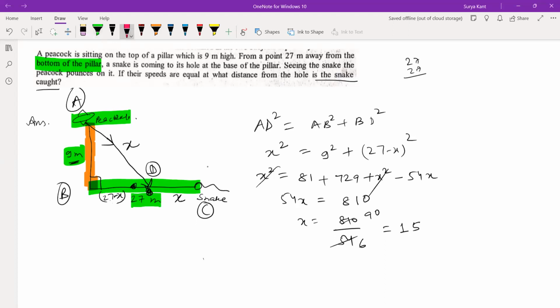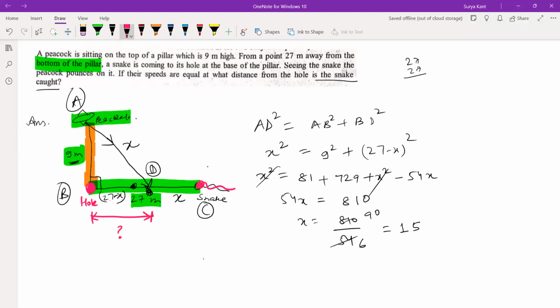A snake is coming to its hole. Okay, this is the snake, coming to its hole at the base of the pillar. This is the base of the pillar. This is the hole. Seeing the snake, the peacock bounces on it. If the speeds are equal, then at what distance from the hole is the snake caught? So we have to find this distance. All right, children, we have to find.